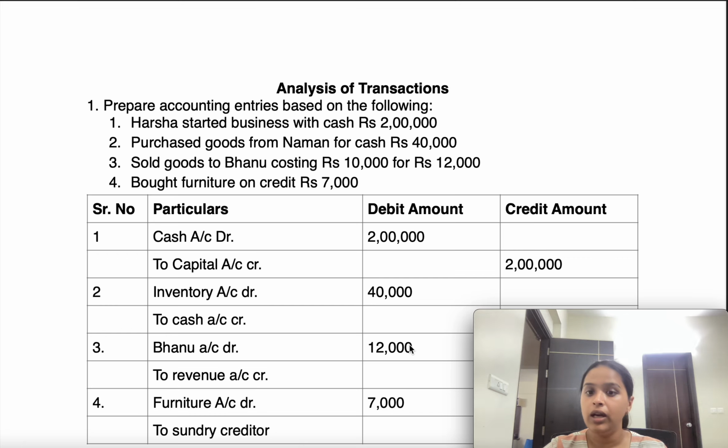Second is the real account. It always pertains to assets or property that an organization or owner has, like machinery, plant, equipment, computer, laptop, right? The rule for the real account is: debit what comes in, credit what goes out. It means whatever asset or property comes into the business should be debited, and whatever asset goes out of the business should be credited, right?